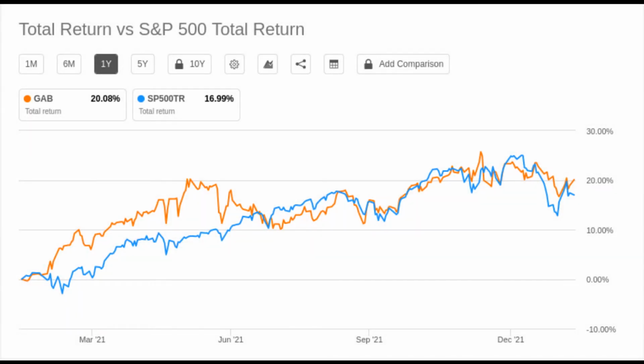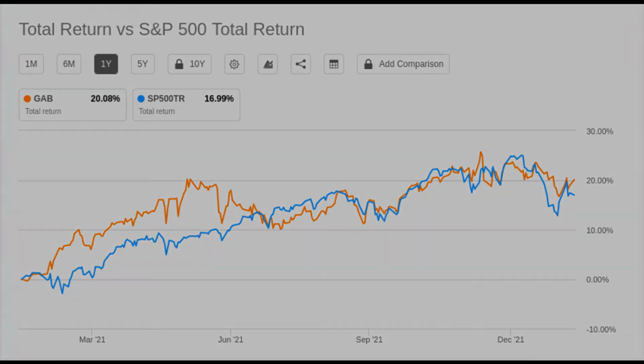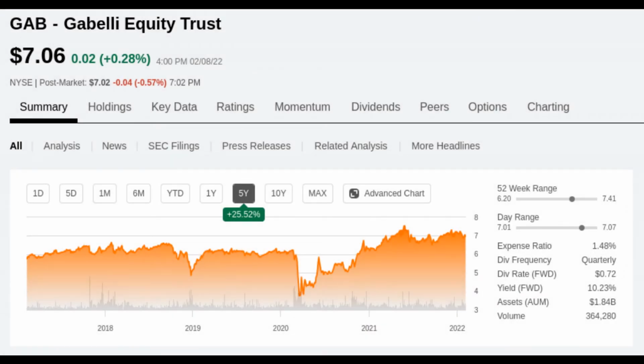According to Seeking Alpha's website, for the past year, the total return for GAB has kept pace with the total return of the S&P 500, which is good performance. Due to the current volatility of the markets, the total return is currently even with the S&P 500. Seeking Alpha also shows that the price of GAB for the last 5 years has had steady growth, starting around $5, and steadily increasing to the $7 range.